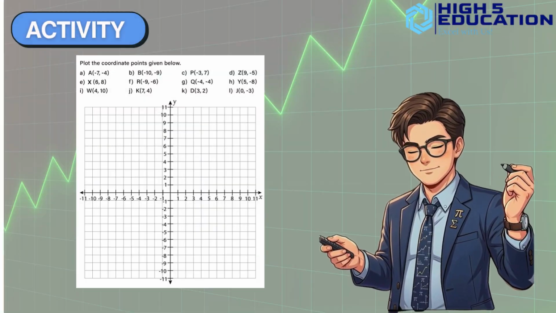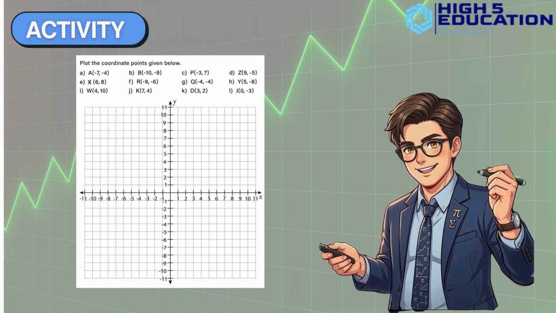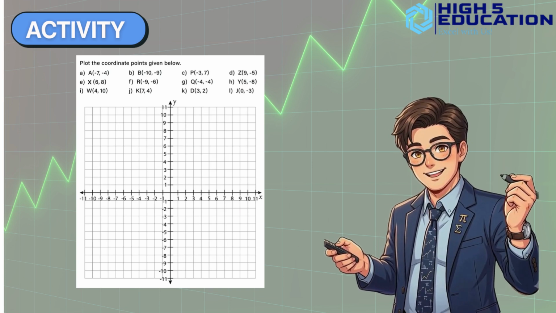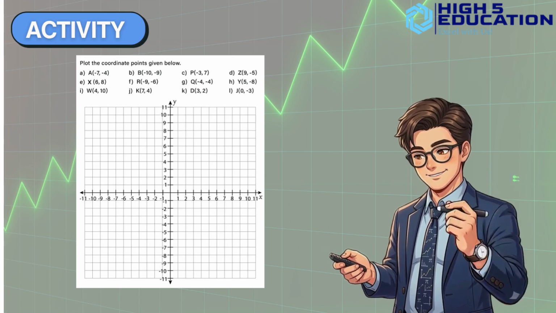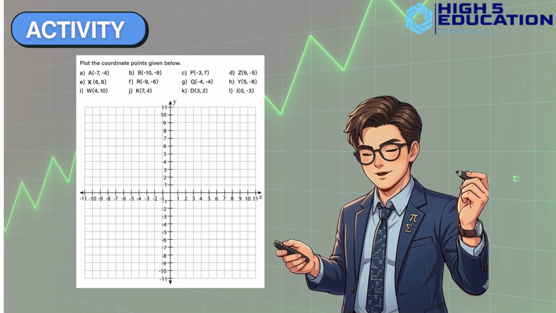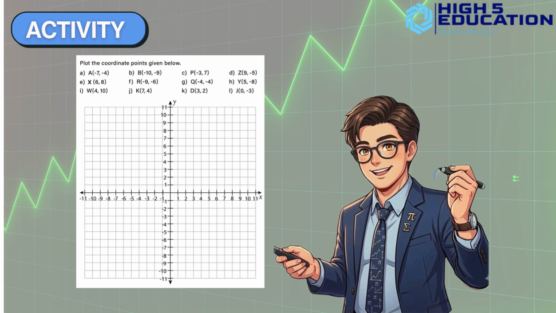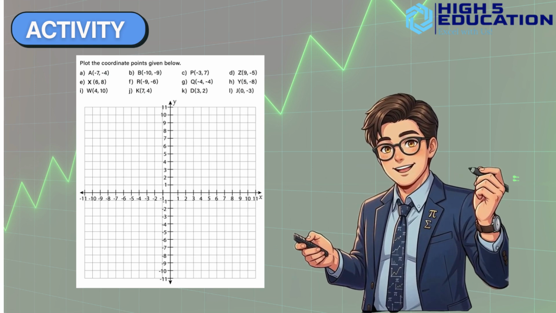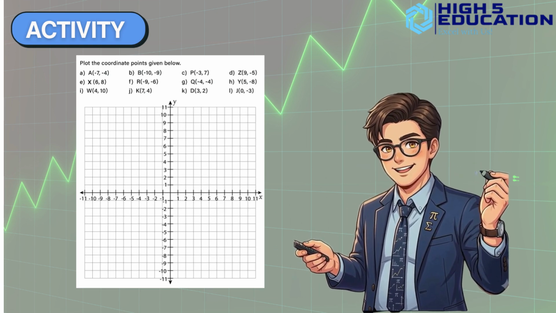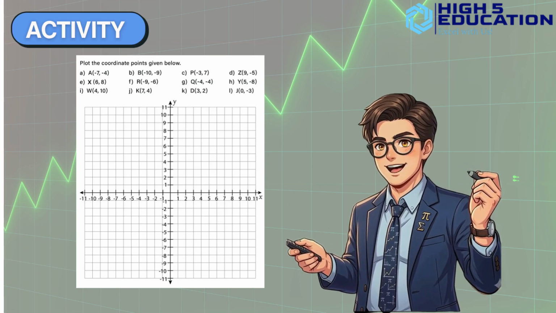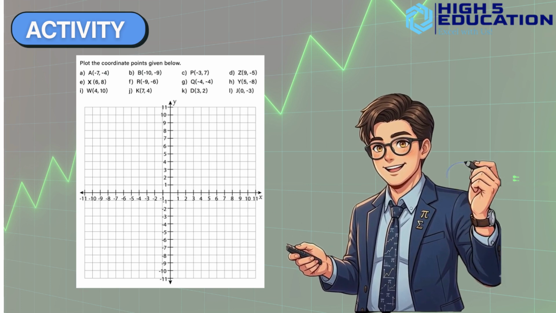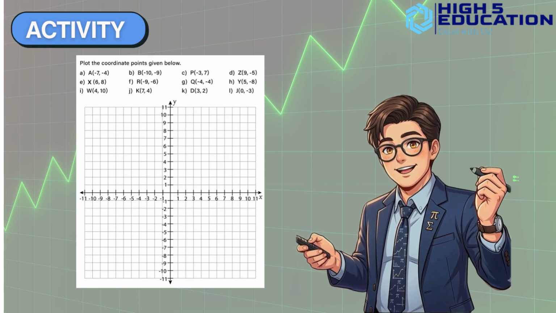Now that we understand how important coordinates are in our everyday lives, it's time to apply what we have learned through an activity on the coordinate plane. In this activity, you will practice locating points, identifying coordinates, and understanding the position of each point using the x-axis and y-axis. Remember, the x-coordinate tells us how far to move left or right, while the y-coordinate tells us how far to move up or down.